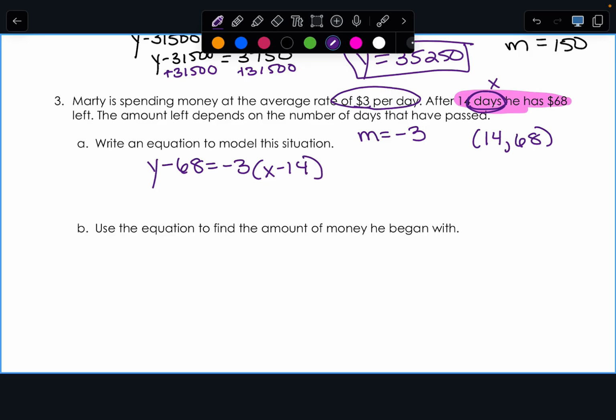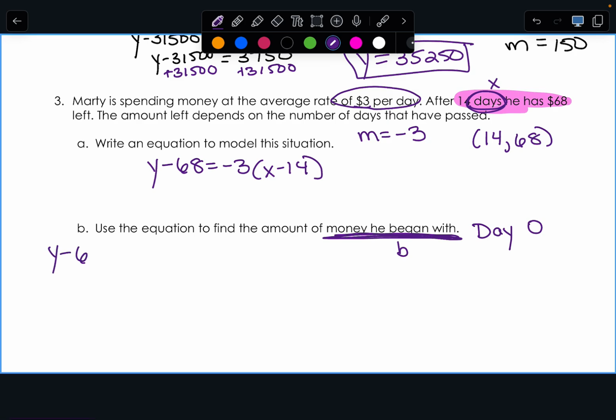Now, he wants to know how much money he began with. So the money he began with would be his starting amount, day 0. So, 2 ways you can do it. Starting amount is just really your y-intercept of b. So we can convert it, or we can do day 0. I'm going to do day 0 first and then convert it so you can see.